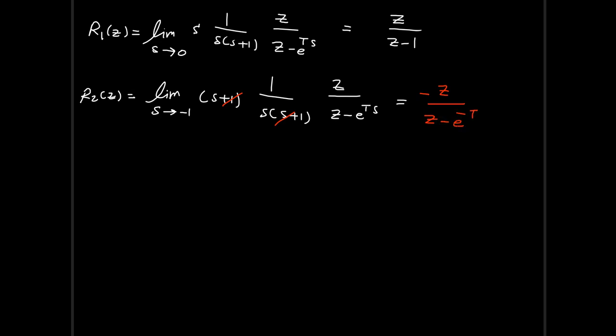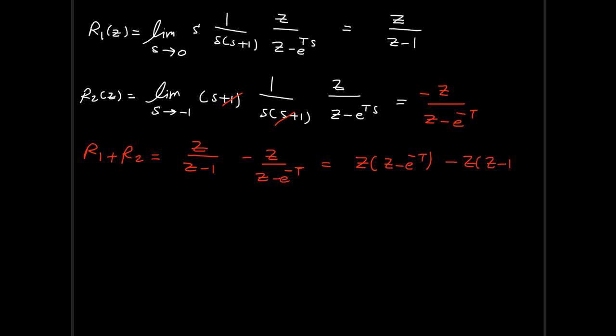So now R1 plus R2 will equal Z over Z minus 1 minus Z over Z minus exponential minus T, which will equal (Z minus exponential minus T minus Z minus 1) over (Z minus 1) multiplied by (Z minus exponential minus T).